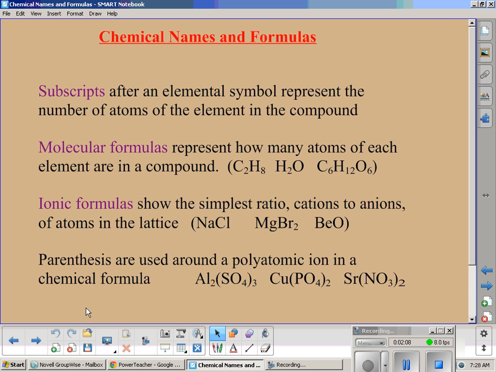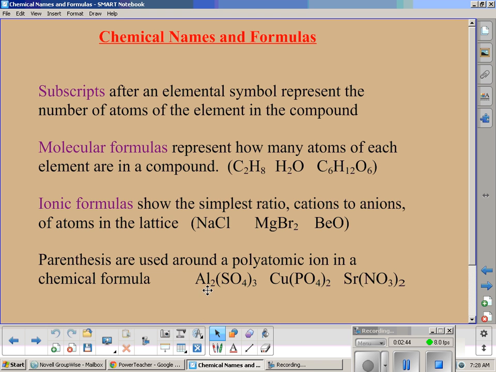Okay, sometimes in a chemical formula you're going to see sets of parentheses around groups of elements. And what that is, it's used around a polyatomic ion in a chemical formula. And usually when they're written, it's telling you that there's more than one of those ions. So here we have an SO4, so sulfate, with parentheses around it, and it says there's a 3 right outside. So what that means is there are 3 of these SO4s, 3 sulfates. And the reason that's done will be made obvious a little bit later. It has to do with balancing charges.